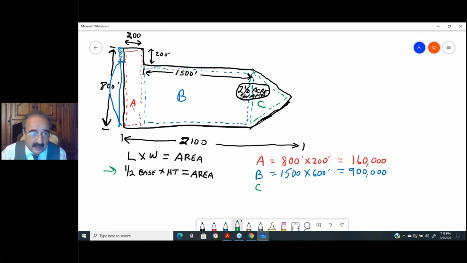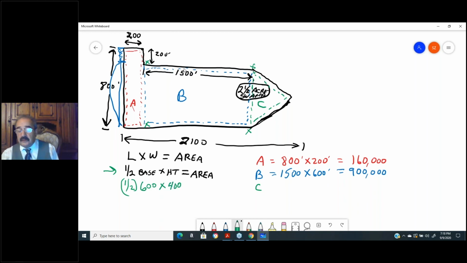Now, section C, the triangle, well, again, here's the formula for a triangle: half the base times the height. Now, this is 600 feet from this X point up here to down here. I got that from 800 minus 200, so this is 600, which means the base of the triangle, from the X to here, is also 600 feet. Half of 600 feet times the height, which is 400 feet.